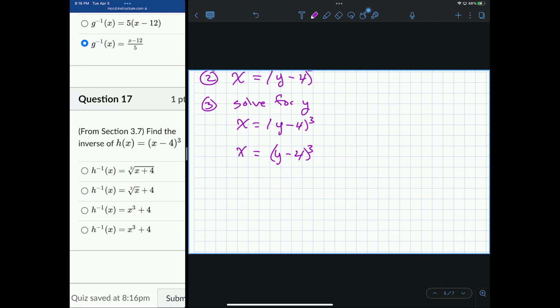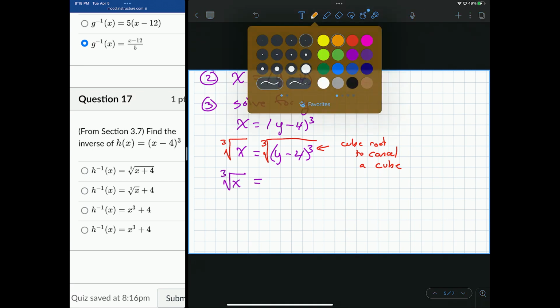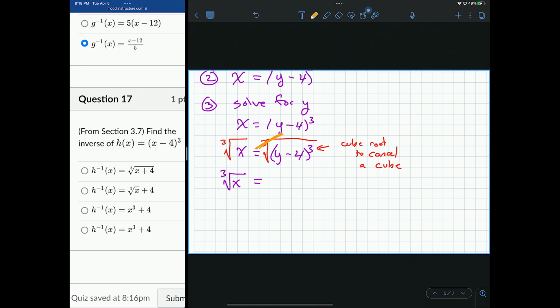That's how. To cancel out a cube, we need a cube root, right? Cube root to cancel a cube, and the other way around. So you just throw a cube root on the right side and a cube root on the left side. On the left side, you're just going to get cube root x. And on the right side, the point of doing this was that this entire root cancels with this power and leaves you with simply y minus 4.